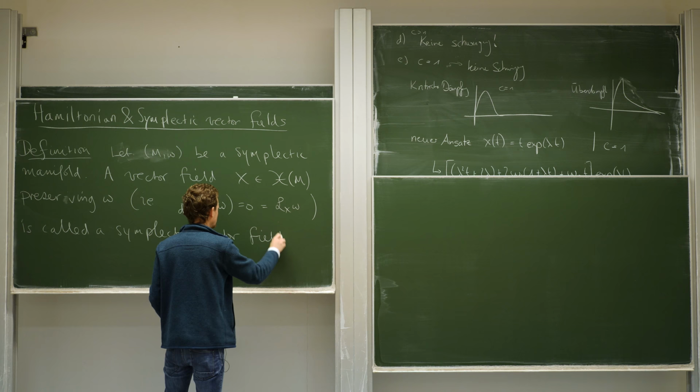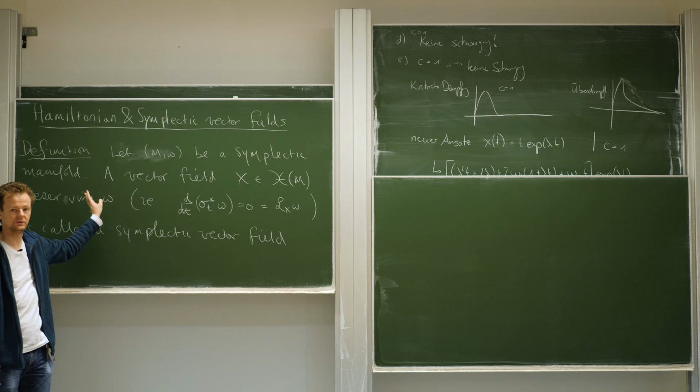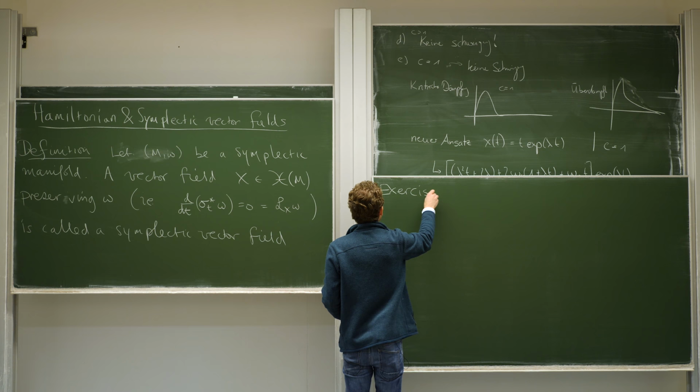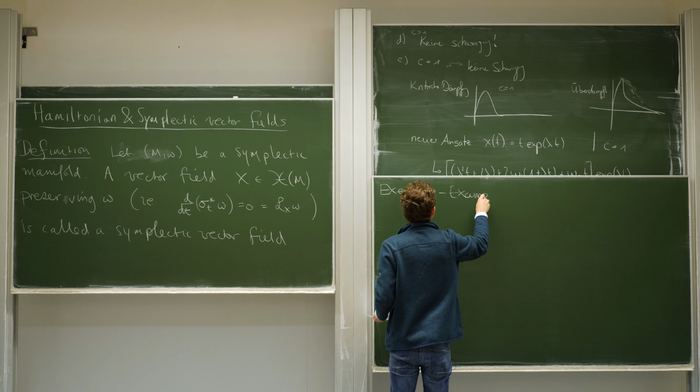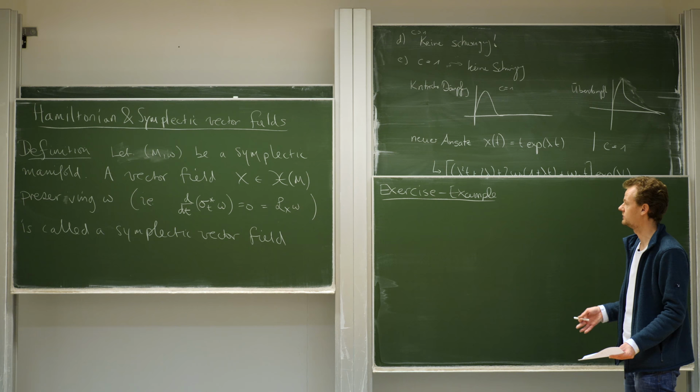Now, in the previous lecture, we spoke about Hamiltonian vector fields. We're going to see that Hamiltonian vector fields give examples of symplectic vector fields, but not necessarily vice versa. Here's an example, more in the form of an exercise, to illustrate a large class of manifolds which give us symplectic and Hamiltonian vector fields.